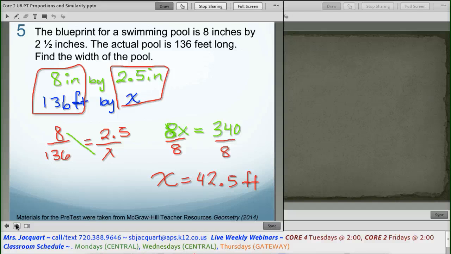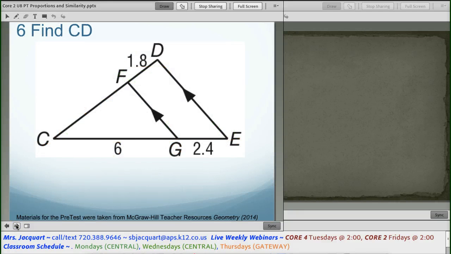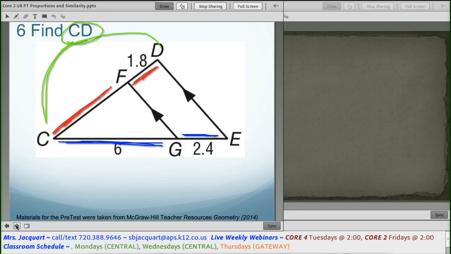The feet isn't staying. Alrighty, there you go. Okay, find CD. So this is kind of cool. So let's do our red sides. Let's do our blue sides. Now, I want to identify that CD. Oh, I didn't want red. Different color. CD is that entire thing. So we're going to find the red parts and then we'll add them together to get CD.